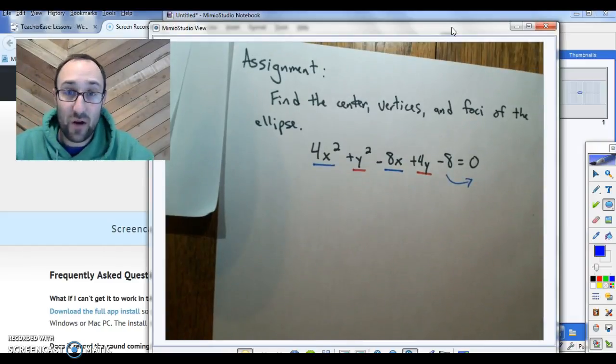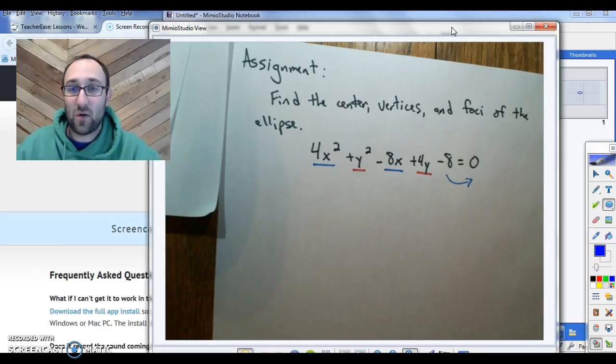Complete the square. If you don't remember how to complete the square, you can always go back and watch that video on completing the square.